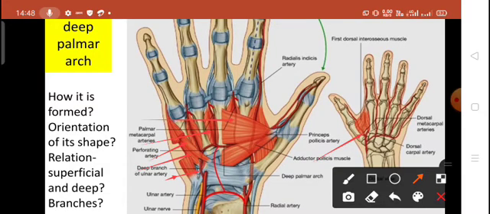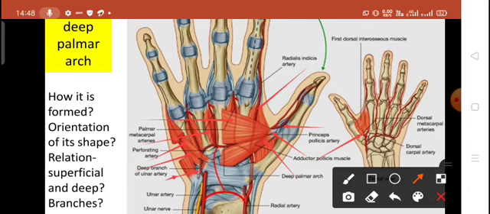Then after piercing the first dorsal interosseous muscle, it gives two branches. One is the princeps pollicis, and the second is known as the radialis indicis. The princeps pollicis is divided into two branches, which run on the two borders of the thumb on the palmar side as palmar digital arteries.